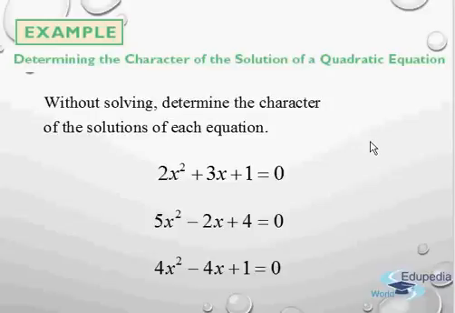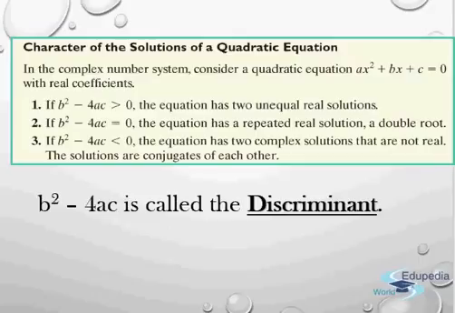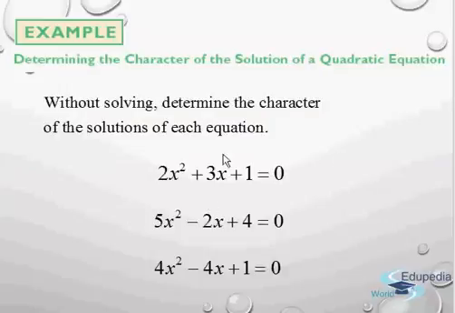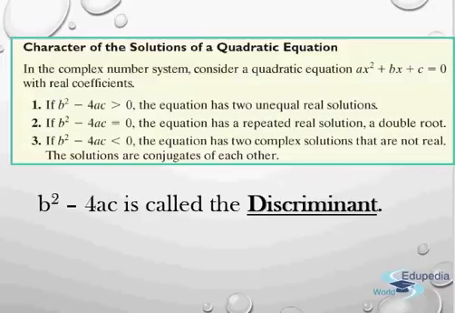So b squared is going to be 3 squared, that is 9, minus 4ac. 4 into 2, 8 into 1, that is going to be 8. So 9 minus 8 is going to give us 1. So basically what that means is that b squared minus 4ac is going to give us two unequal real roots, two unequal real solutions. That is the first category of the discriminant.